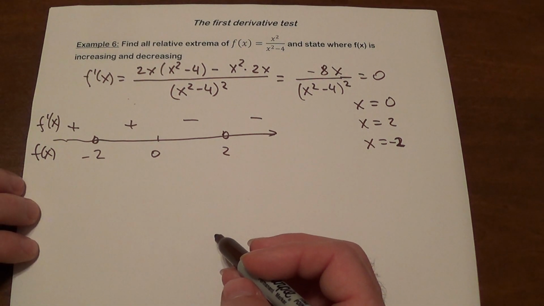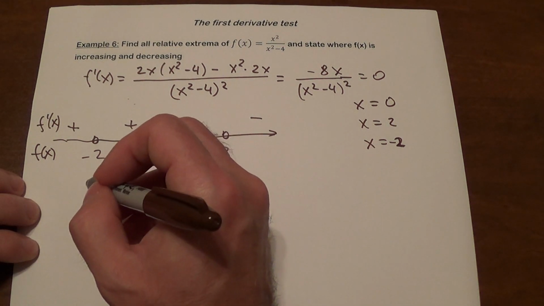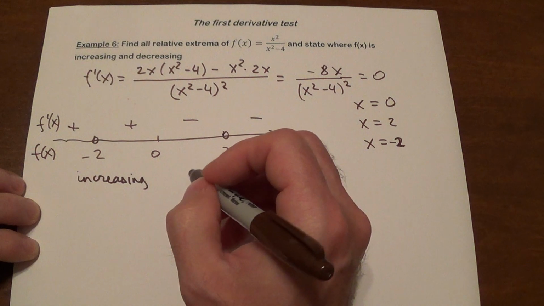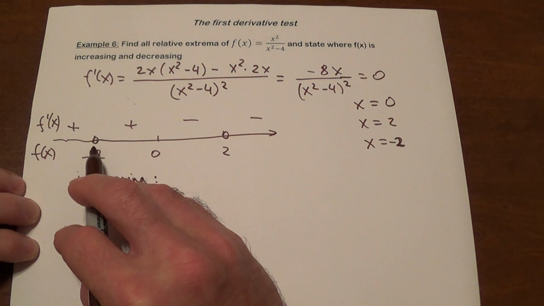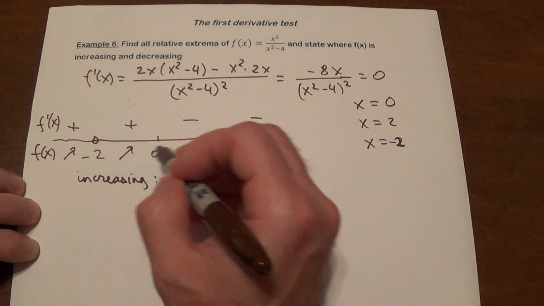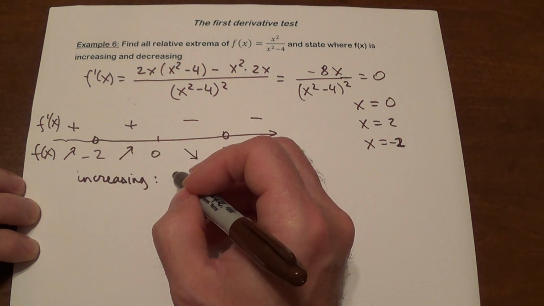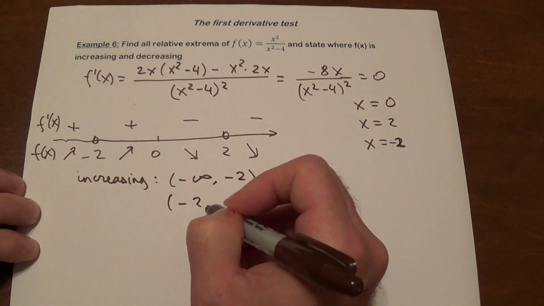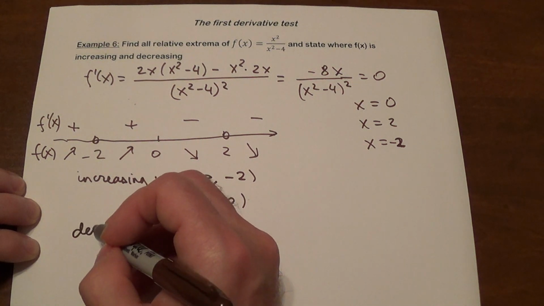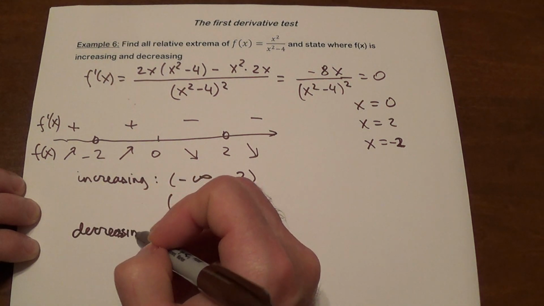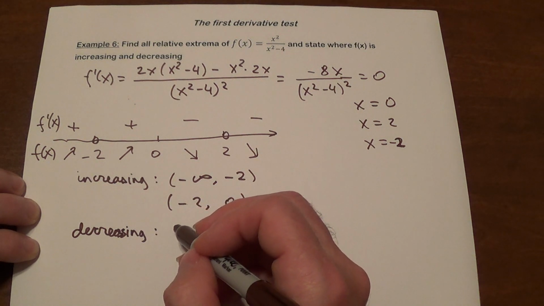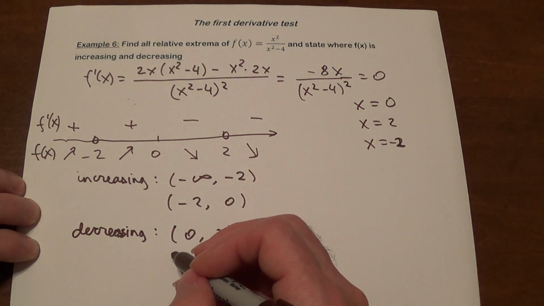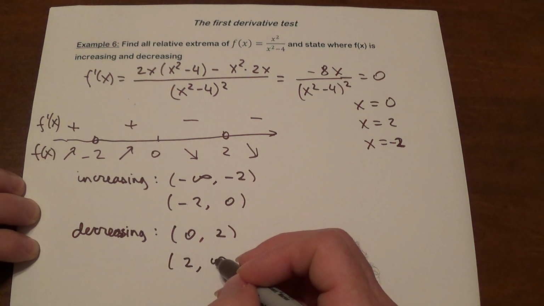So we are going to write our conclusions now. The function is increasing wherever the first derivative is positive, but remember there is a discontinuity here, which is going to go from negative infinity to negative 2, and it's also going to go from negative 2 to 0. The function is decreasing where the first derivative is negative, which is on the interval from 0 to 2. Remember, 2 is a discontinuity, and also from 2 to infinity.